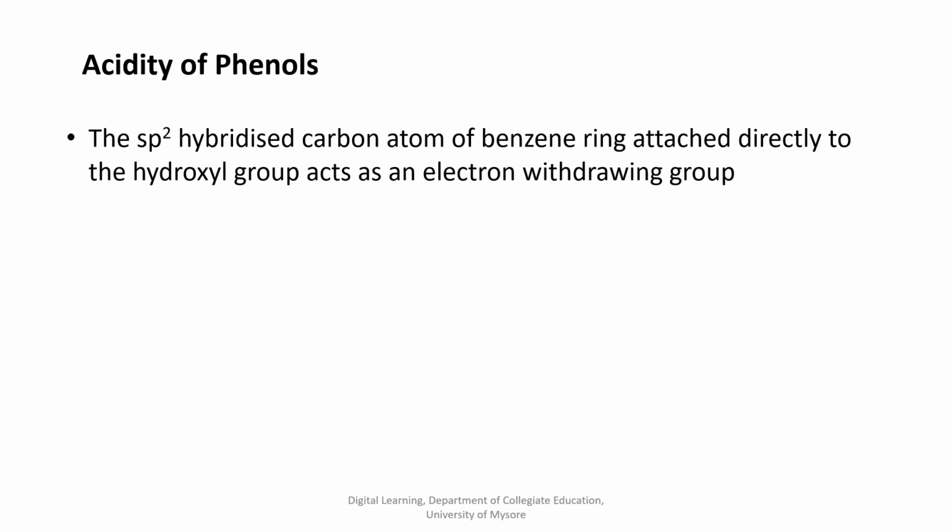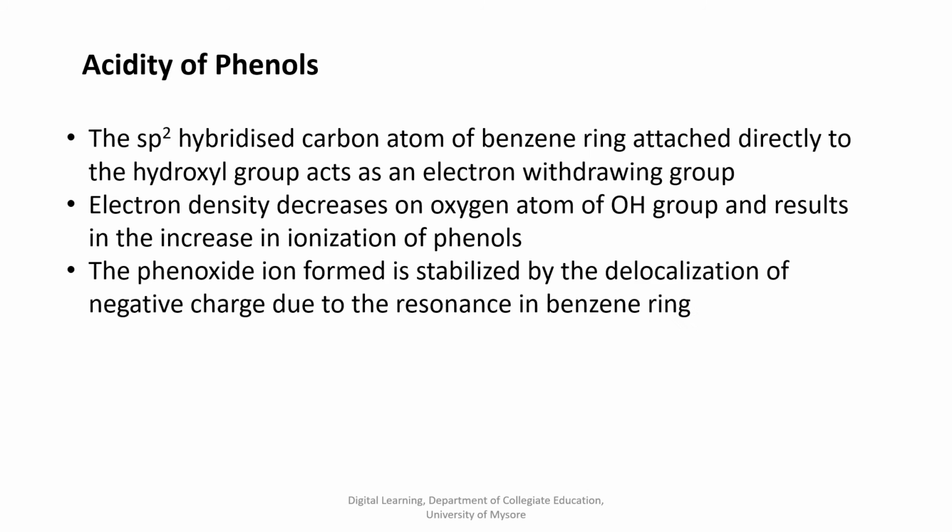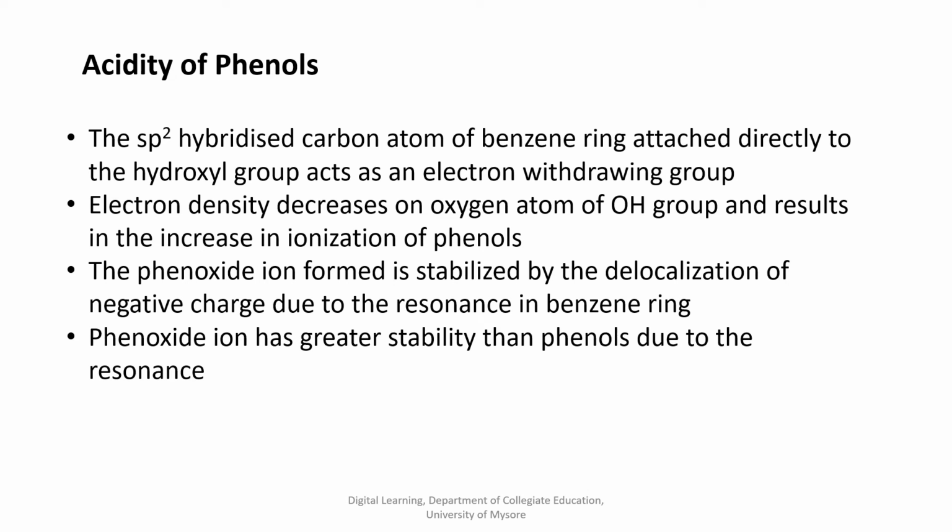See, this sp2 hybridized carbon atom of benzene ring attached directly to the hydroxyl group acts as an electron withdrawing group, and electron density decreases on the oxygen atom of OH group, which results in increase in the ionization of phenols. The phenoxide ion formed is stabilized by the delocalization of negative charge due to the resonance in the benzene ring. The phenoxide ion has a greater stability than the phenols due to the resonance.